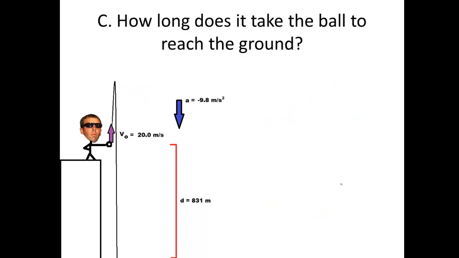So for part C, how long does it take the ball to reach the ground? You can actually approach this problem in two different ways. One would be to use the quadratic equation. I've done a few steps at once, but because the ball's position is going to be 831 meters below where Mr. Wilson initially threw it, you could set this equation up as negative 831 for delta x equals the initial velocity of 20 times time minus 1/2 times negative 9.8. I've simplified that to be negative 4.9 times the square of the time.